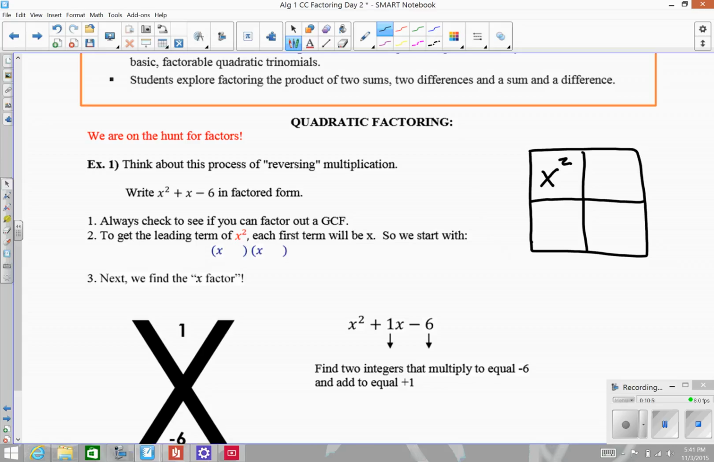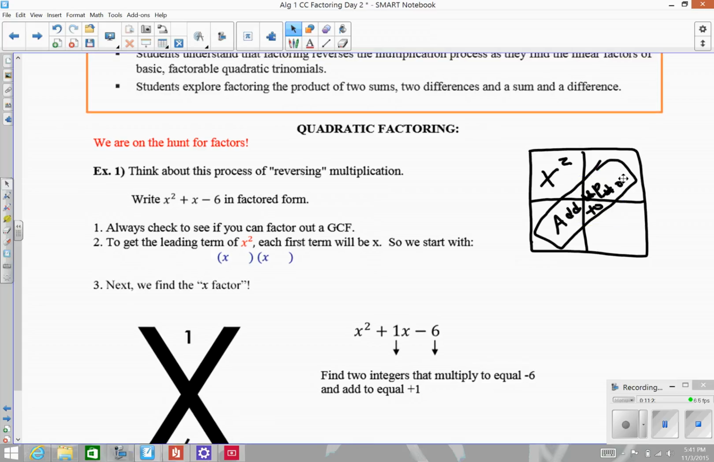here in this box. And when I add up whatever is in these two boxes, these have to add up to equal the number of x's that I have. So I want to add up to number of x's. Alright, so my two boxes here combine to be like terms, and it adds up to the number of x's I have in my trinomial.